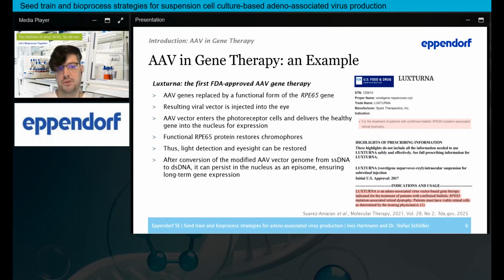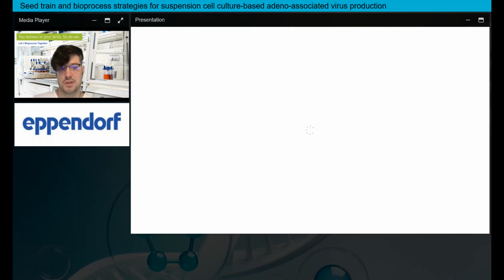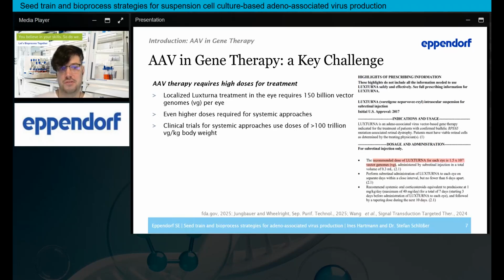Another property of AAV is that after its single-stranded DNA genome is converted to double-stranded DNA, it can persist in the nucleus as an episome, so little circular-shaped DNA structures, which ensures a long-term gene expression. So it's amazing what you can do with this little guy.